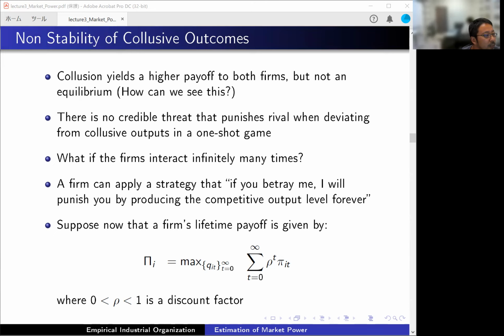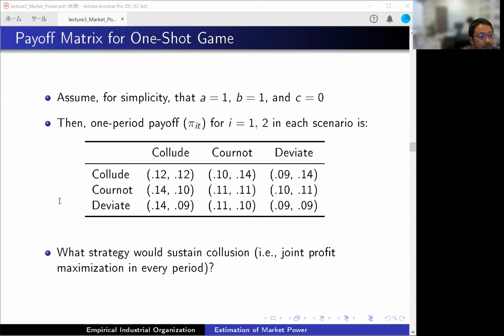To see this, suppose that a firm's lifetime payoff is given by the sum of one-shot profits discounted by the factor rho. The discount factor rho is between 0 and 1, such that firms value future profit less than the current profit. Now, for the sake of simplicity, assume that the demand intercept parameter A and the slope parameter B are both 1. There is no marginal cost.